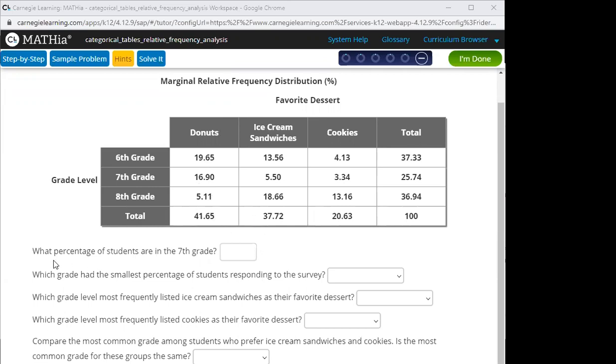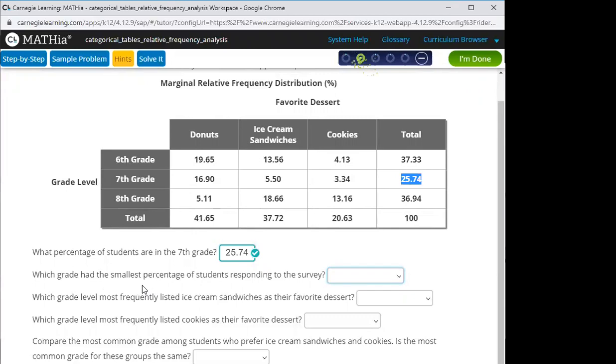So the first question asks, what percentage of students are in the 7th grade? Well, let's look at our 7th graders. This is how many prefer donuts. This is how many prefer ice cream sandwiches. This is how many prefer cookies, and here is the total percentage of 7th graders, so 25.74.